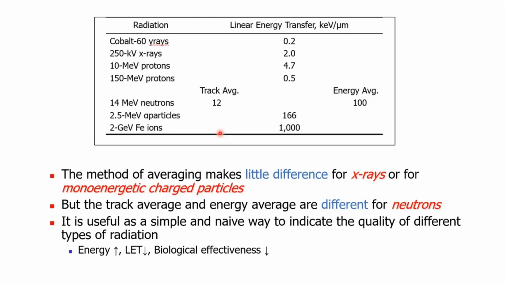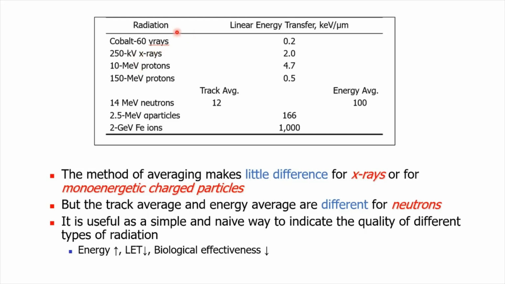And this is a chart of radiations and their corresponding LETs. You can see for cobalt 60 gamma rays, the LET is 0.2 keV per micrometer. For 250 keV X-rays, the LET is 2.0. For 10 MeV protons, it's 4.7, and for 150 MeV protons it's 0.5. So out of these four, the third one, 10 MeV protons, has the highest LET, that is, 10 MeV protons will transfer the highest energy per unit length of the track.